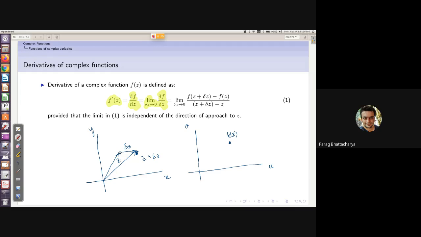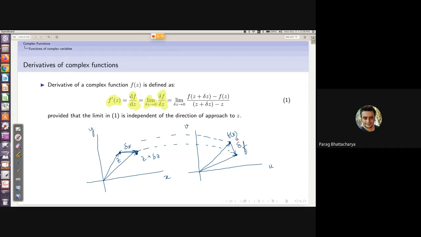So when I make a small change in z, the function will also change. This is your function f of z, and when I make a small change in the point, this point over here, let's say, moves over here. So the value of the function moves to this point. So this is your delta f.